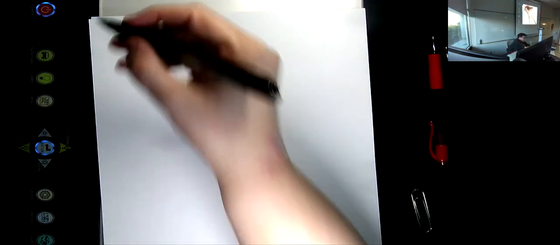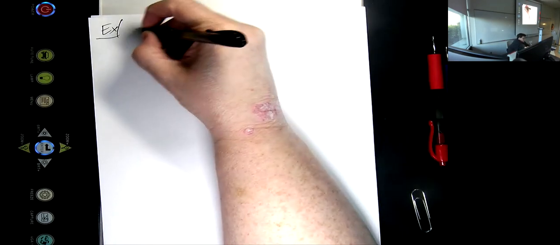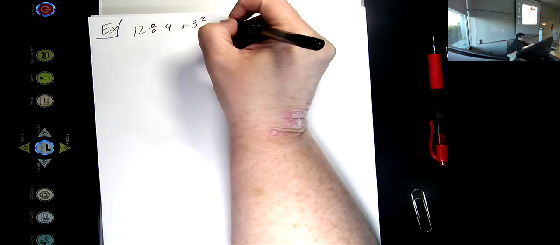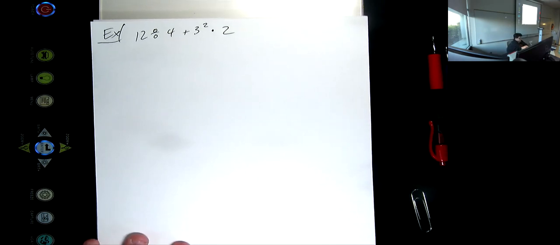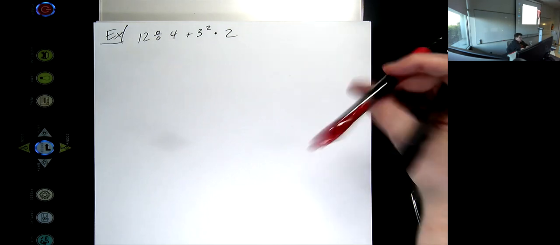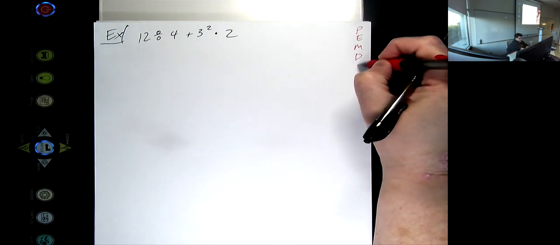All right, back to work. Let's pull our sleeves up. Let's kick some ass. So we just got done talking about order of operations. Let's do some. Let's go with 12 divided by 4 plus 3 squared times 2. And I'll write my PEMDAS and cross them off as I go.